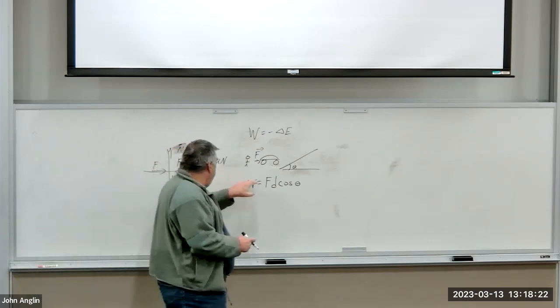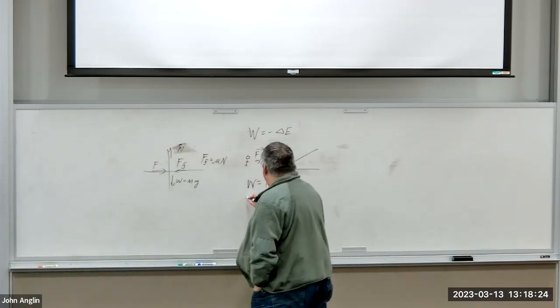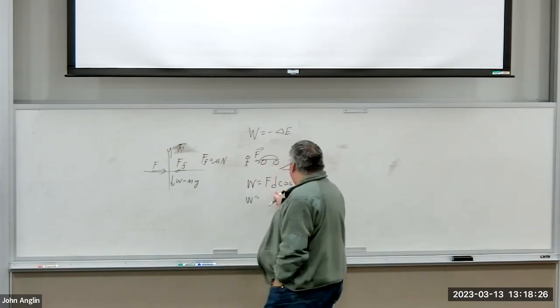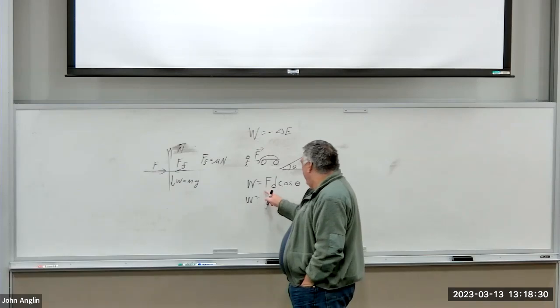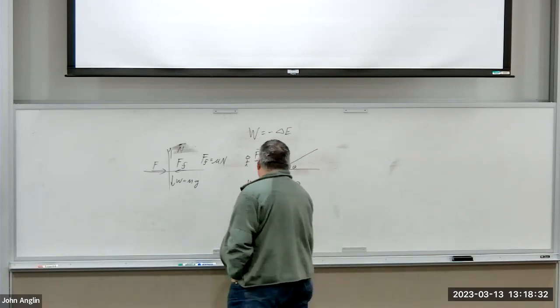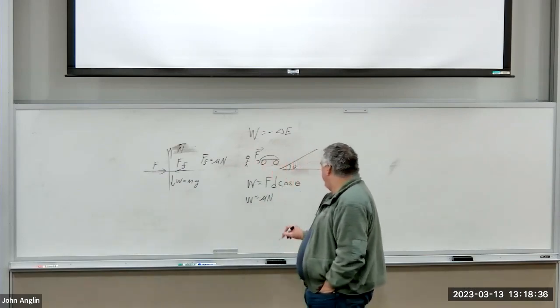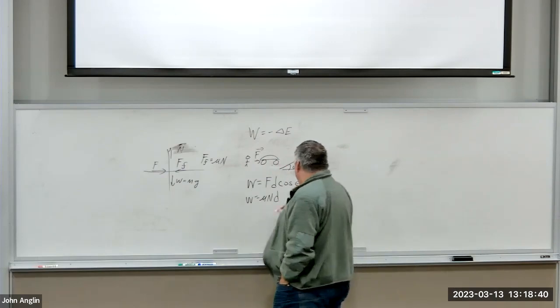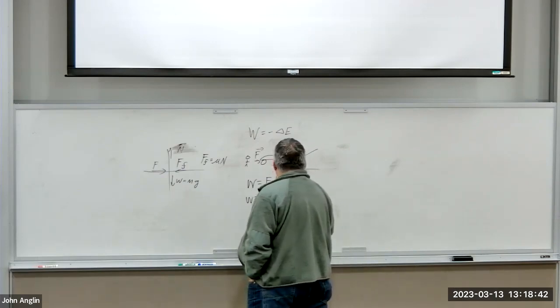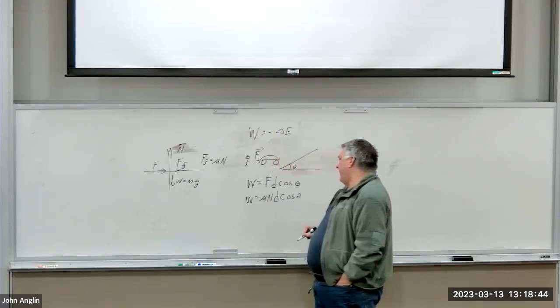So if we want to come down here, then we can say that work is force times the distance times cosine of the angle. Well, we know the force that we need in this case is mu n. And then whatever distance it is we want to move. And then cos theta of our angle.